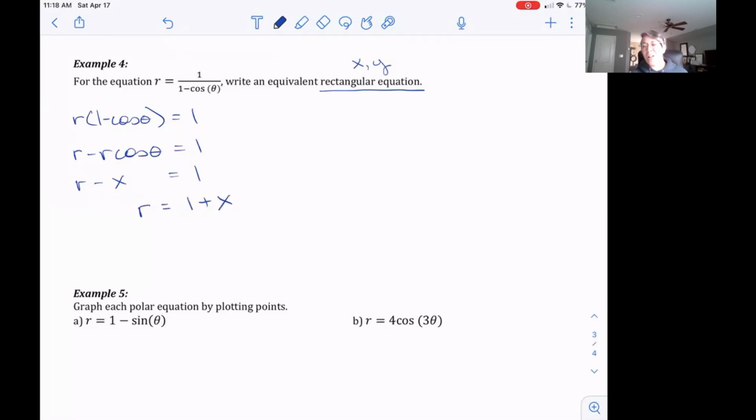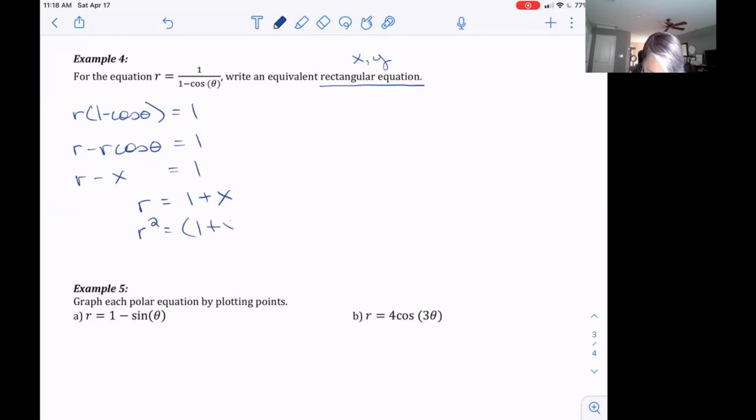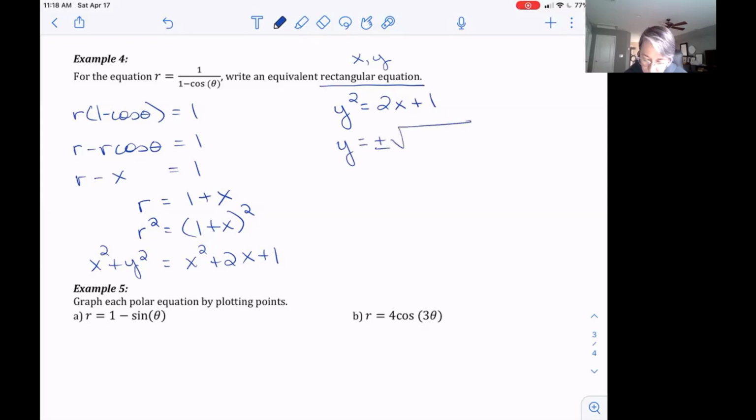But r by itself, we can't really substitute in for, but we can do it if it's squared. So let's go ahead and square both sides. So r², we can substitute in x² + y². The right-hand side, if we were to distribute, we would get x² + 2x + 1. So we get y² equals 2x + 1. So you get y equals plus or minus the square root of 2x + 1.